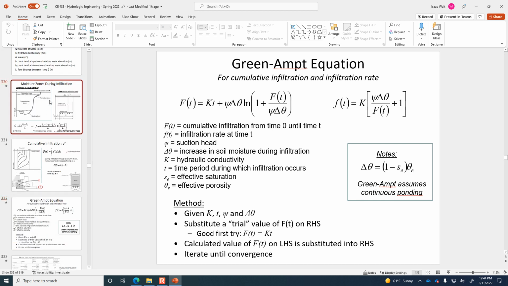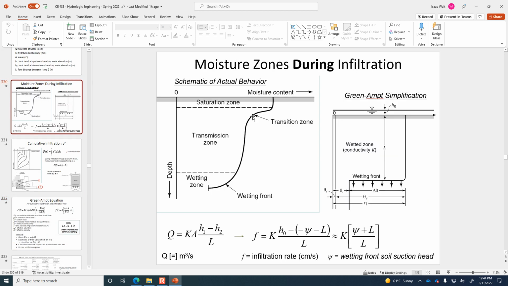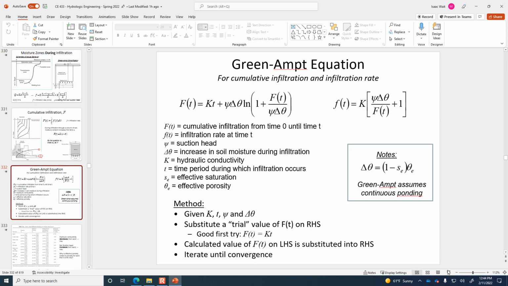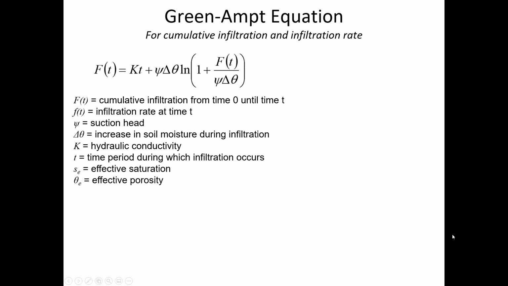We simplified what we know to be kind of a curvilinear wetting front into a binary wetting front, where we're saying it's either fully saturated or initial water content. So the Green-Ampt method isn't the simplest approach, but it does make things considerably easier than if we were trying to model that gradual increase in moisture content over time.